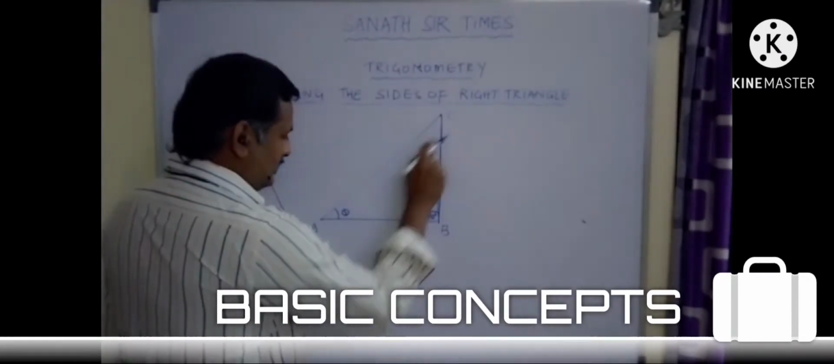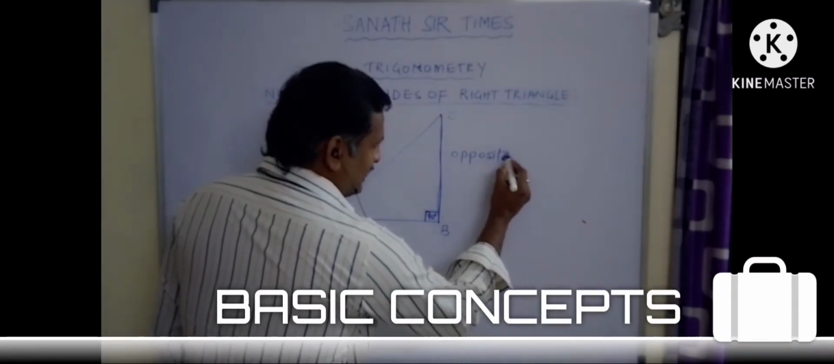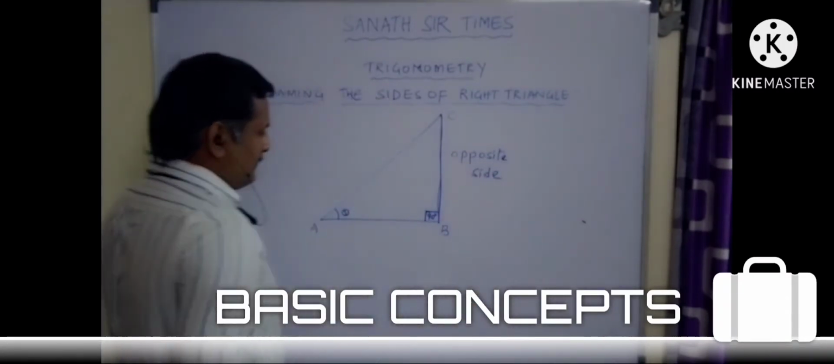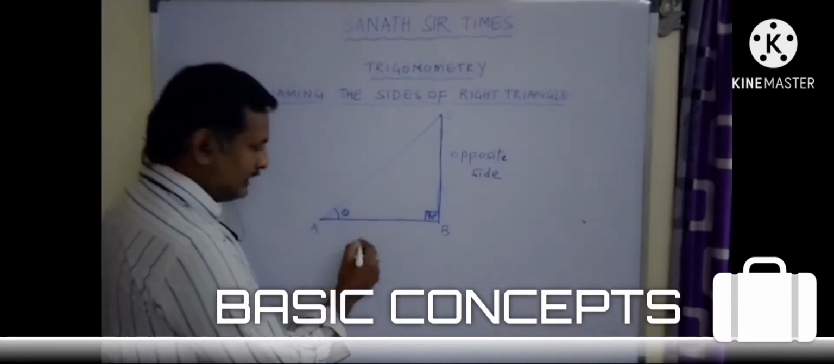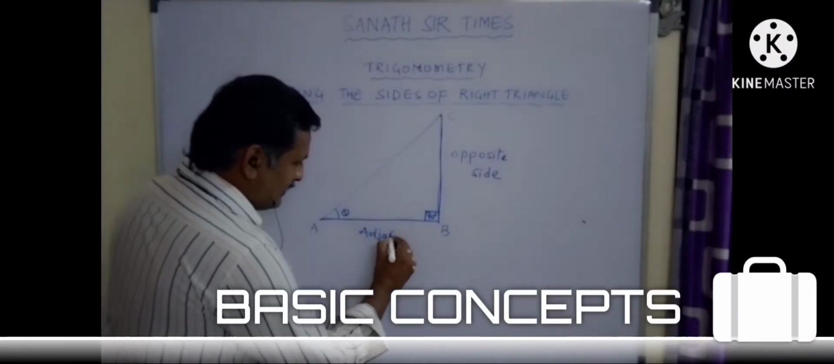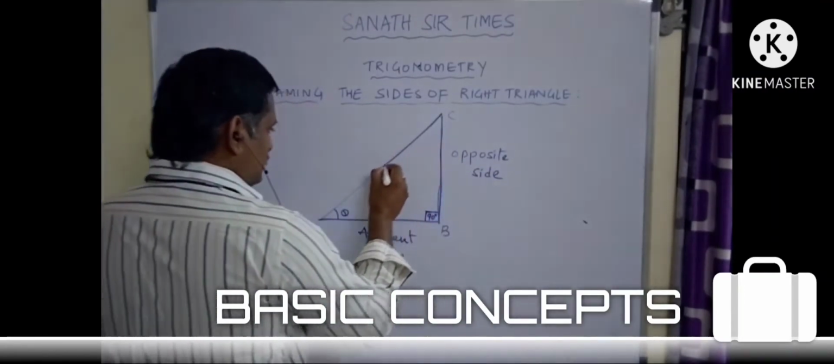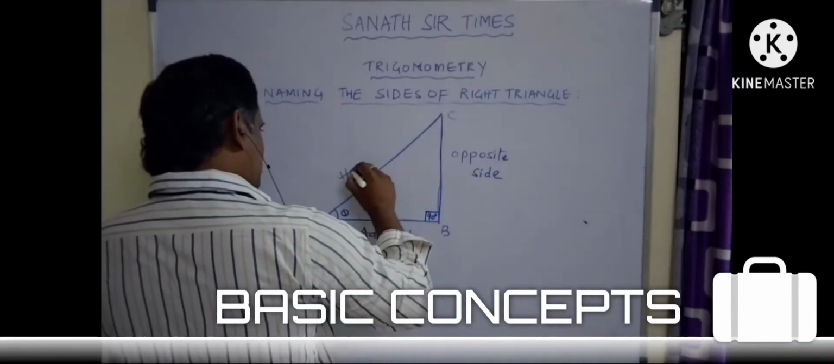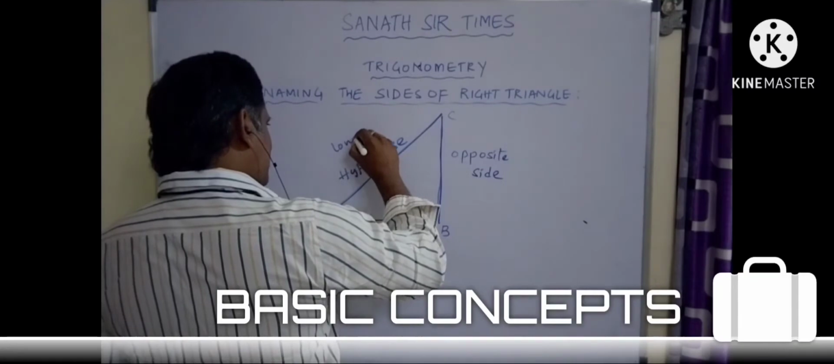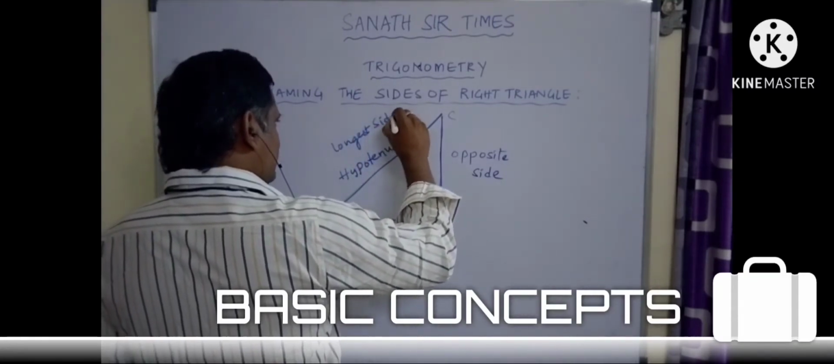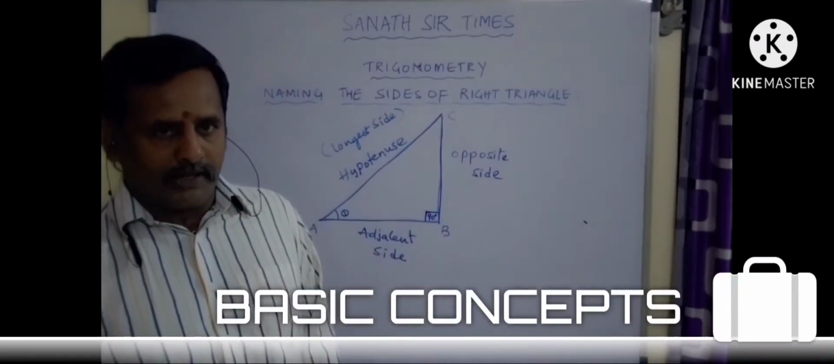To this angle theta, this side BC is opposite. Am I right? So for that sake, I am naming this one as the opposite side. Right, children? Now this is the side which is adjacent to theta, so I am naming it as the adjacent side. And remember, this is the longest side. We will call it hypotenuse. Longest side, we call it as what? Hypotenuse. So this is the way we are going to name the sides of the triangle.